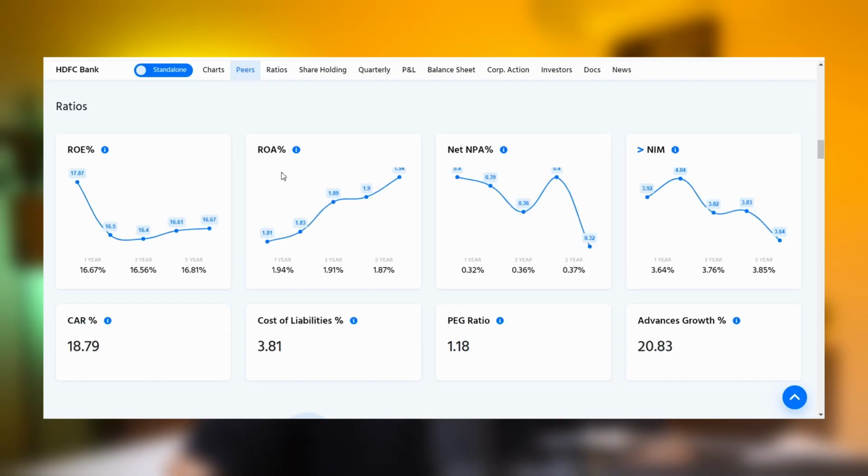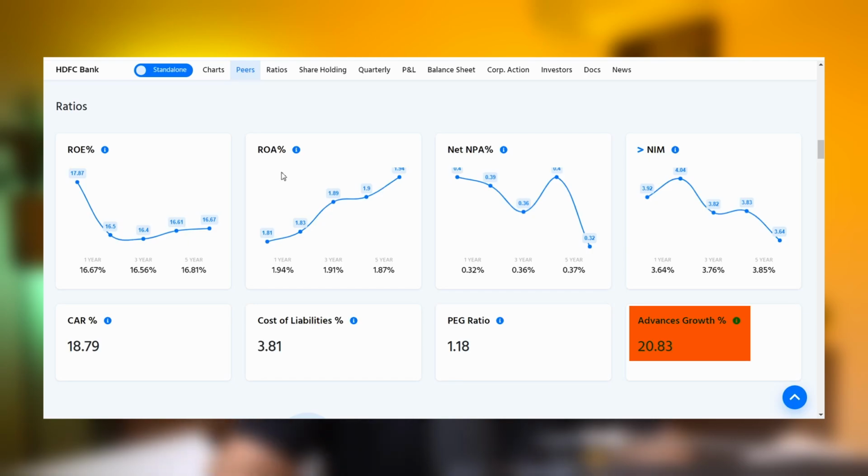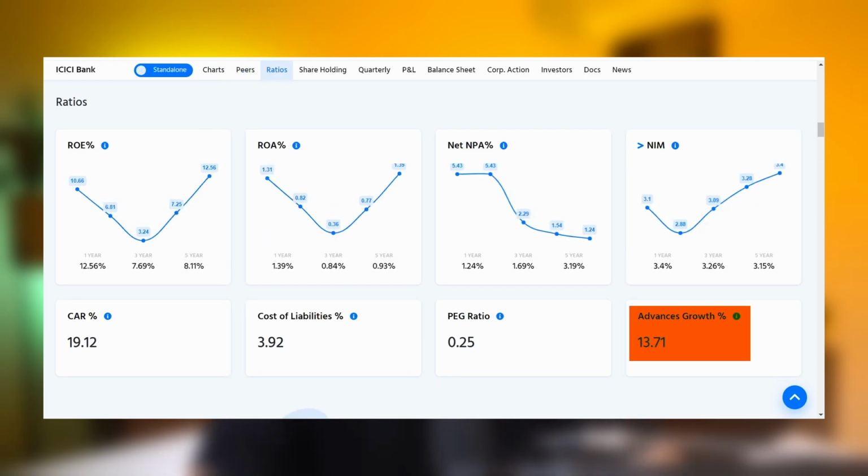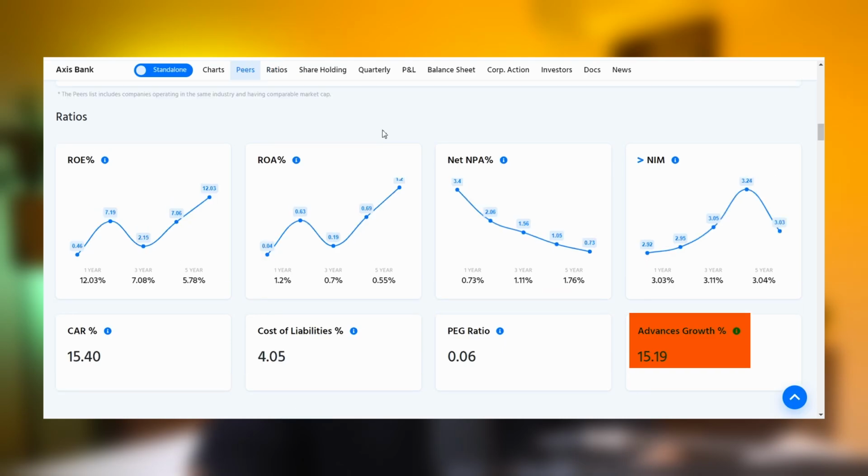Number 3, advances growth. Now, as an investor, you need your investments to grow, right? So how do you know how fast a bank is growing? You can find this out from advances growth. Advances growth in the balance sheet means how much money the bank has lent out as loans. And the higher it can lend out, the more interest it can earn and thereby increase its profit. For example, for HDFC, the advances growth rate is 20.83%. For ICICI, it's 13.71%. Axis Bank 15%.